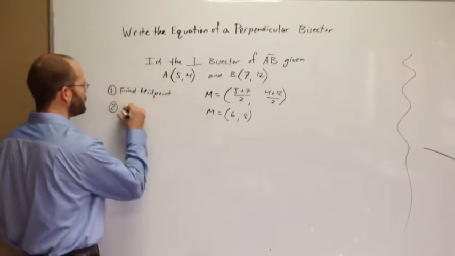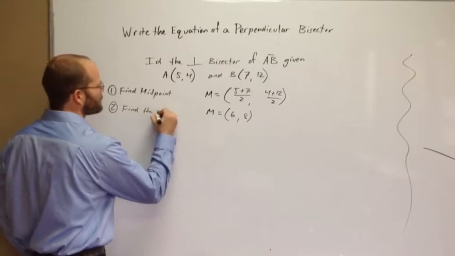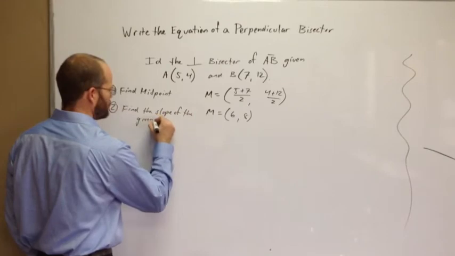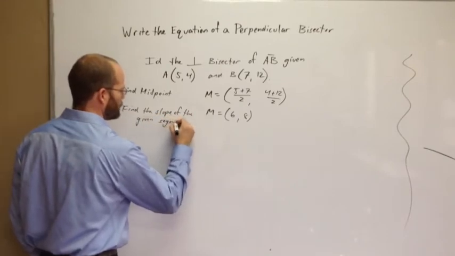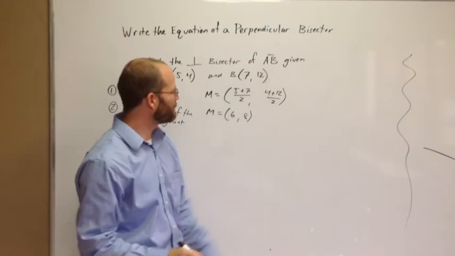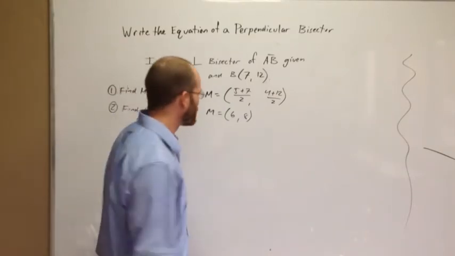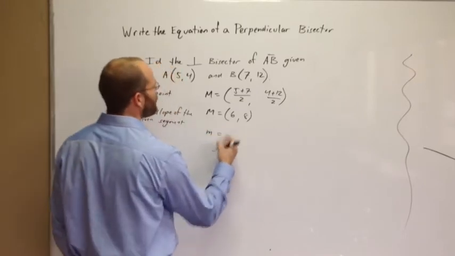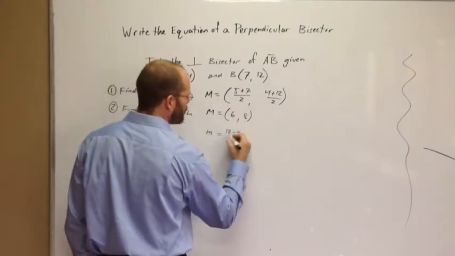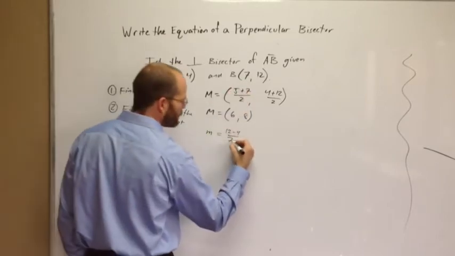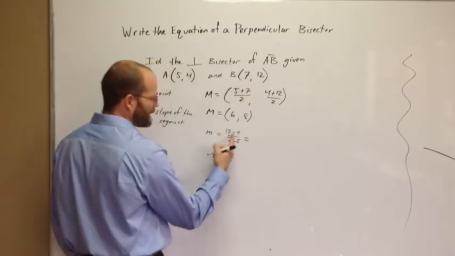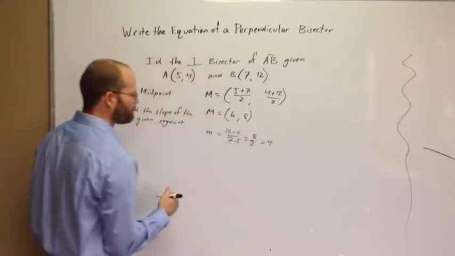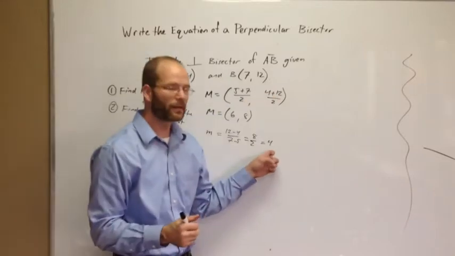Step number 2, find the slope of the given segment. I need to find the slope of segment AB. And to do that, we just use the slope equation. This is lowercase m, is equal to my change in y, 12 minus 4, over my change in x, 7 minus 5. And so in this case, it's 8 over 2, which is simply 4. So the slope of segment AB is 4.